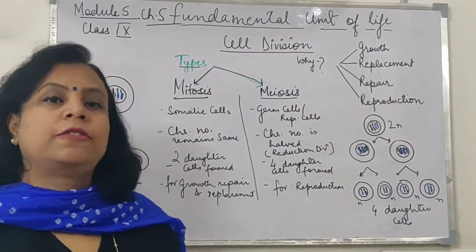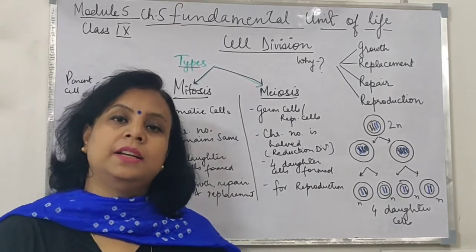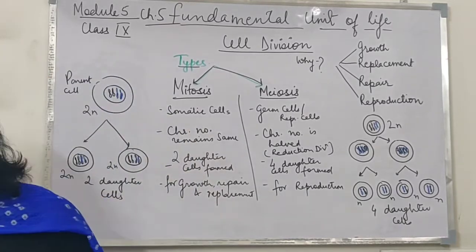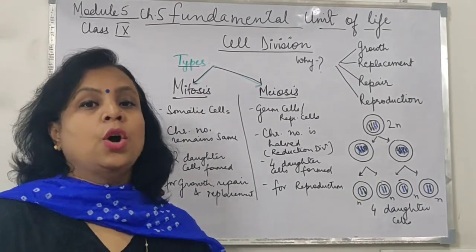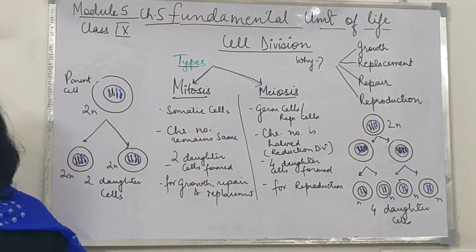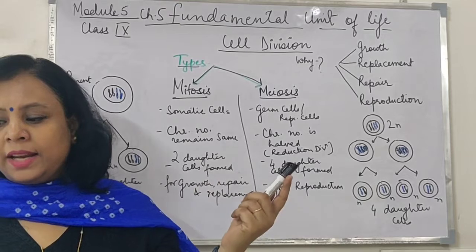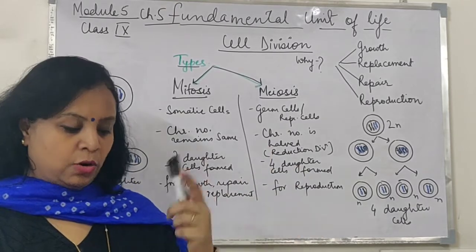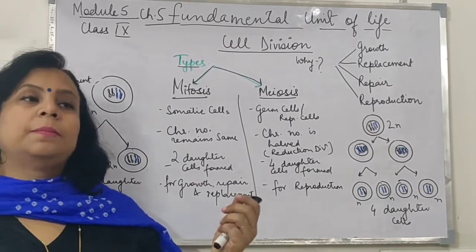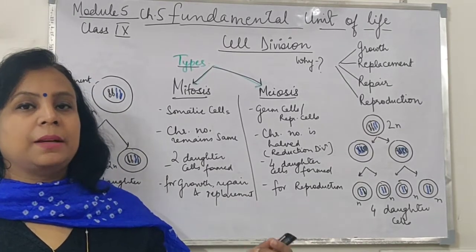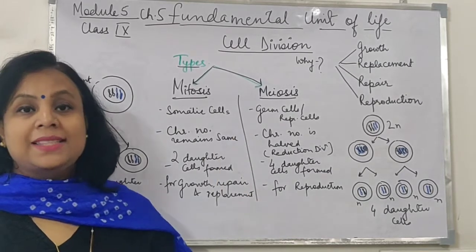Children, the second topic for today is the cell division. Just as the cell is the fundamental unit of all living organisms, cell division is the most fundamental characteristic of all the cells. Now, cell division is important. Why do we need cell division? Each and every living organism, right from the unicellular amoeba to multicellular plants and higher organisms like human beings and mammals, they need cell division.